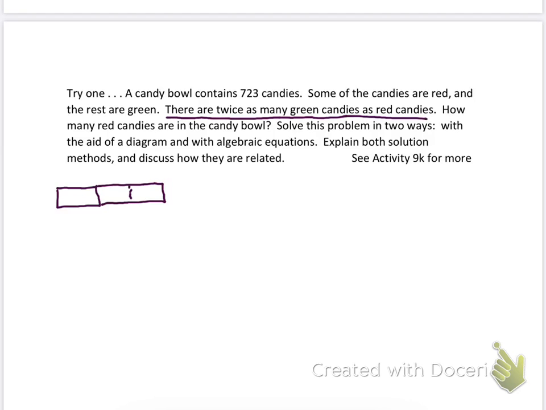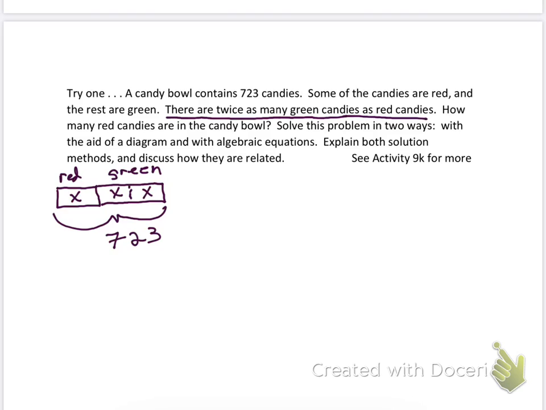So solve this problem in two ways, with the aid of a diagram and with an algebraic equation. Okay, so I'm going to use a diagram. This is going to be red up here. This is going to be green. And for right now, I'm going to put X's in all of my boxes. Okay, this whole thing has to equal 723.